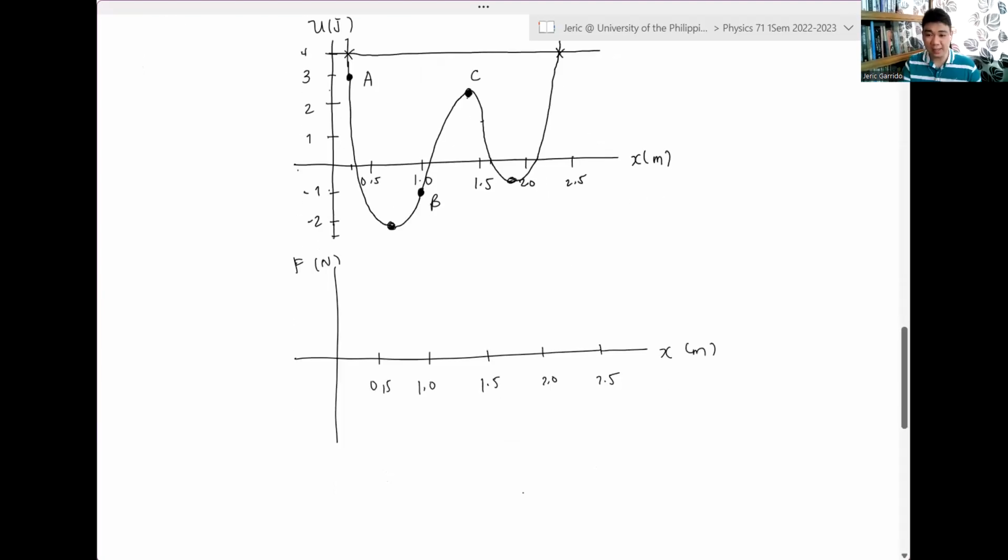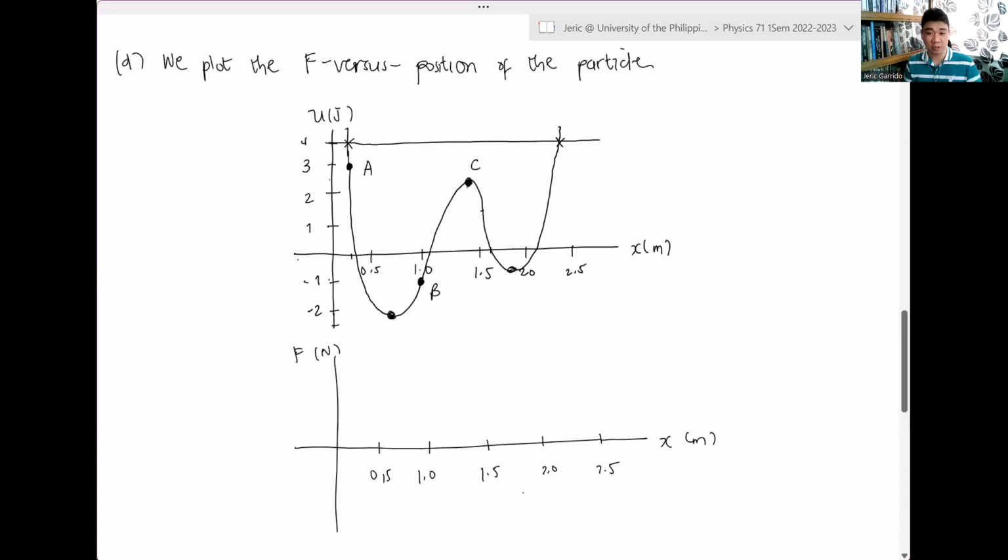So ang mangyayari, hanapin muna natin yung mga equilibrium points. Kasi alam mo na when you do that, at this point here, and at this point here, and at this point here, alam mo na zero yung force ng particle. Kasi alam mo na yung slope dyan, zero. Flatline yung tatlong yan. Okay? Clear? Clear tayo rito? Gets? Do you get this?